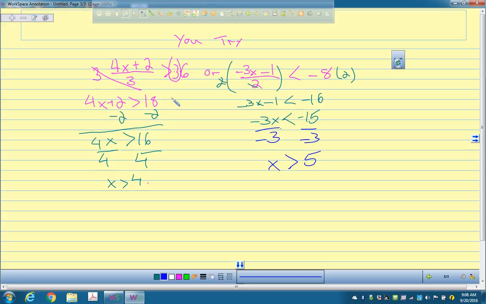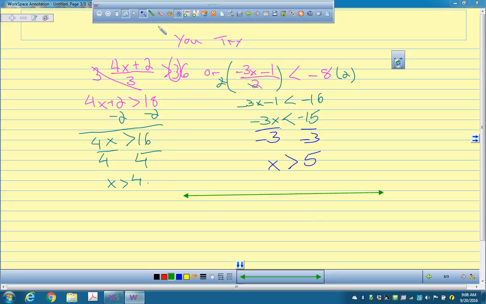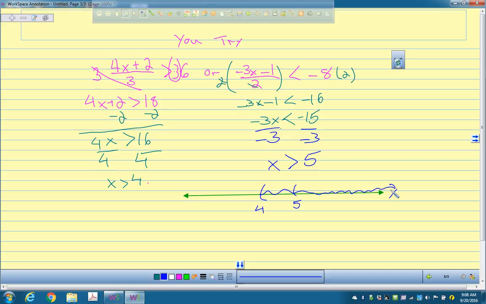Now I want to show you something. When I graph this, a solution to this set can either be greater than 4, if this is 4, or it can be greater than 5. So where is everything that is either greater than 4 or greater than 5?